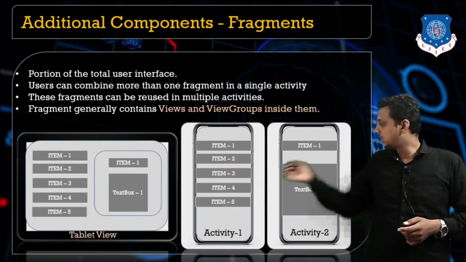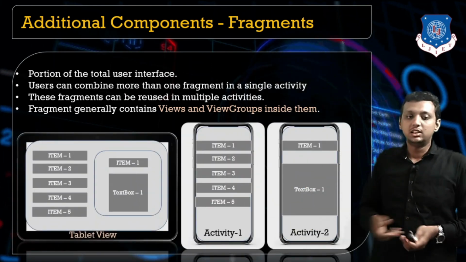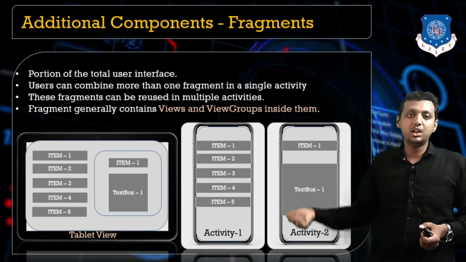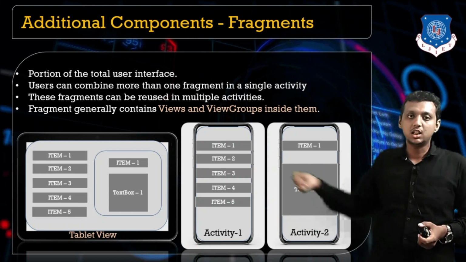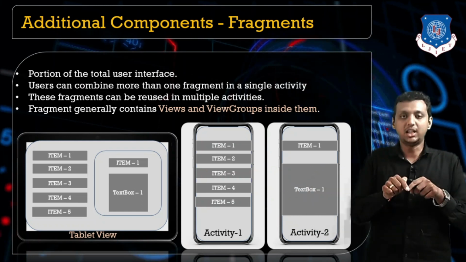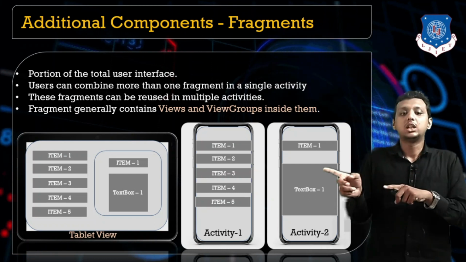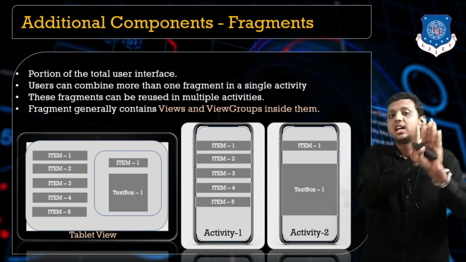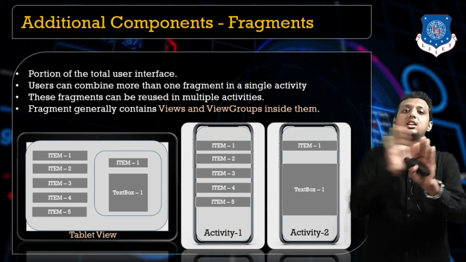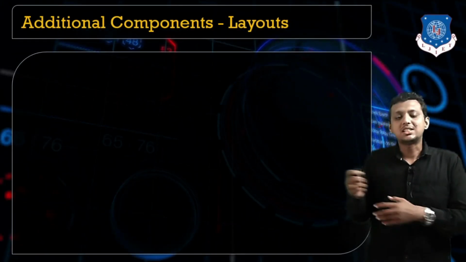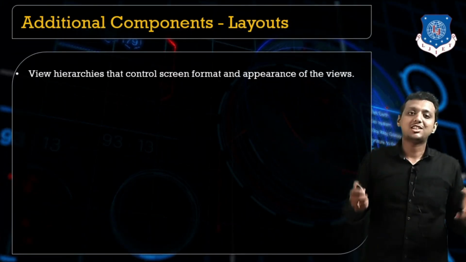So fragments generally contain views and view groups inside them. This is the figure I am going to show you. See, this is my tablet view, where a list component is there and a text component is also there. Both screens are in a single activity in a tablet form. But on the other device, both my fragments are generated as separate activities, and we get two different screens. So students, next when we talk about layouts, there are various types of layouts.